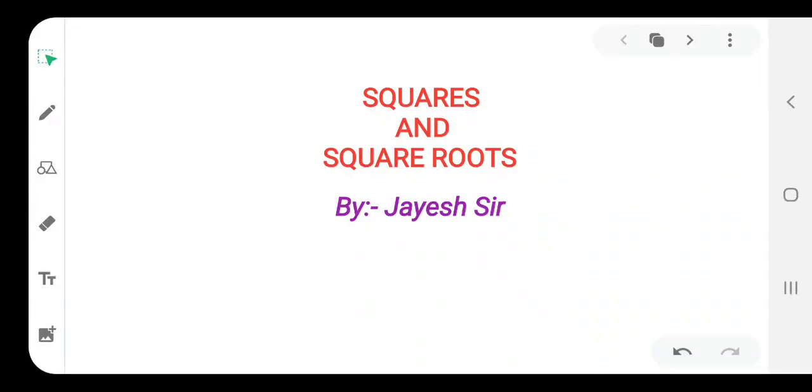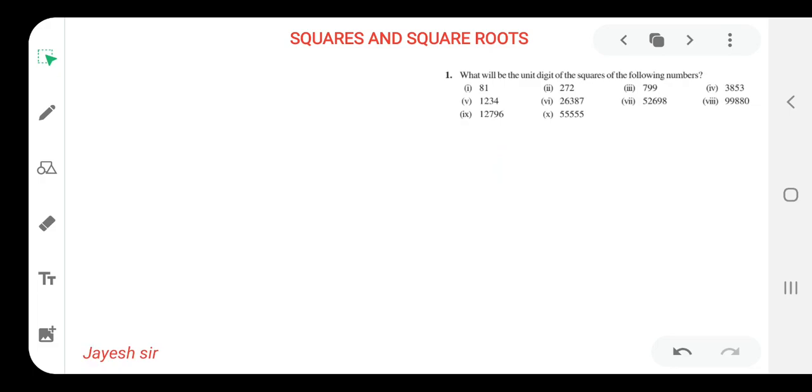So let us see, as we already covered two parts of this chapter, squares and square roots, and this is the third part of the chapter. Let us see what new we are going to learn today. As we already learned the basic concept of the chapter, let us start solving the sums based on squares and square roots.